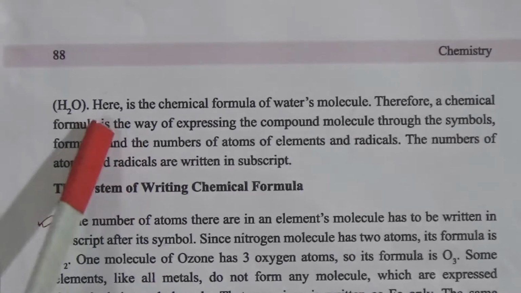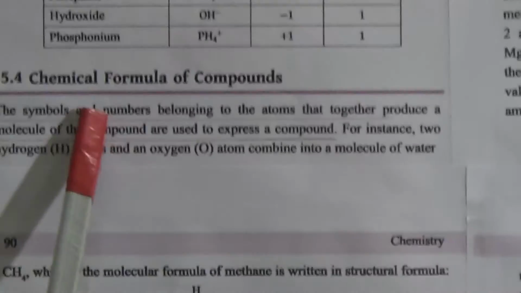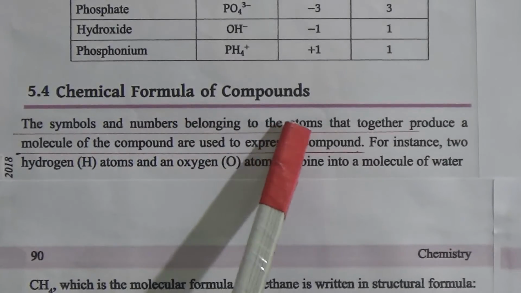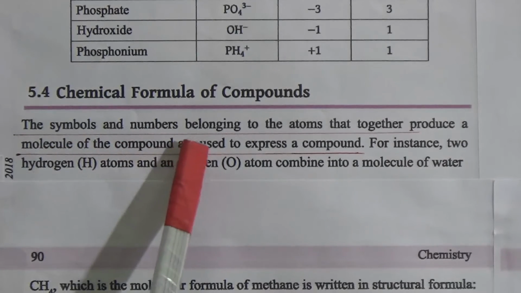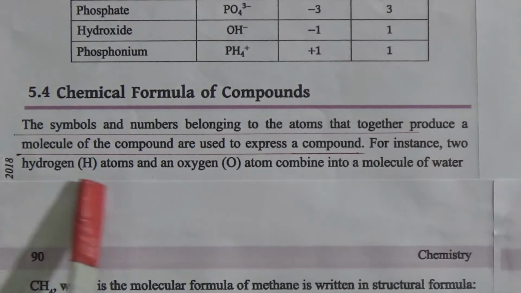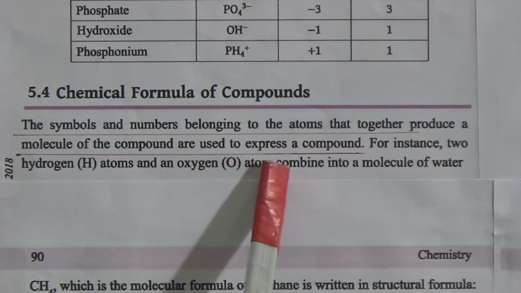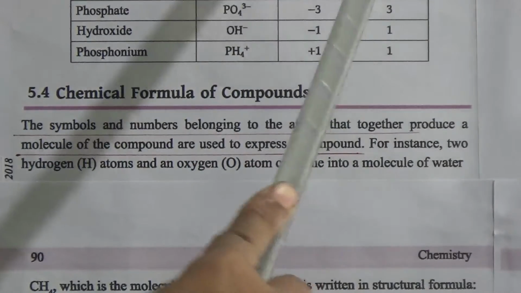Now, the chemical formula of a compound. The symbols and numbers belonging to the atoms that together produce a molecule of the compound are used to express the compound. For instance, 2 hydrogen atoms and an oxygen atom combined into a molecule of water.